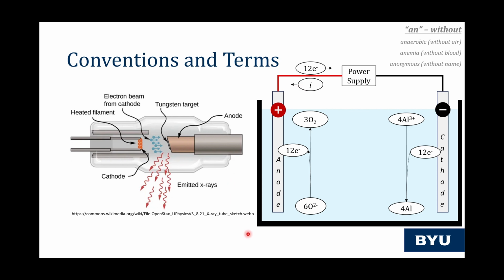So another way that you could remember what's happening at the cathode is with an X-ray source. So X-ray sources, what we do is we heat the cathodes, which then emit an electron beam that travels to the anode. Once it strikes the anode, then X-rays are emitted. Well, here, if you look at the electrochemical cell, the cathode is expelling electrons into the solution, just like an X-ray source.